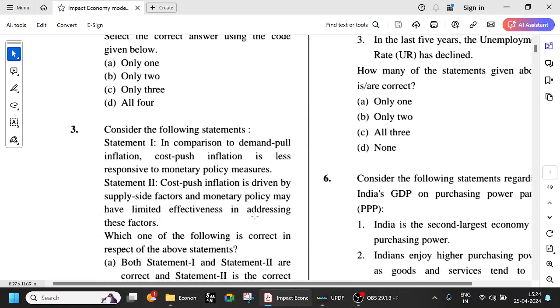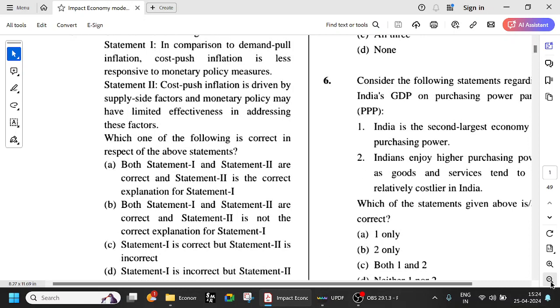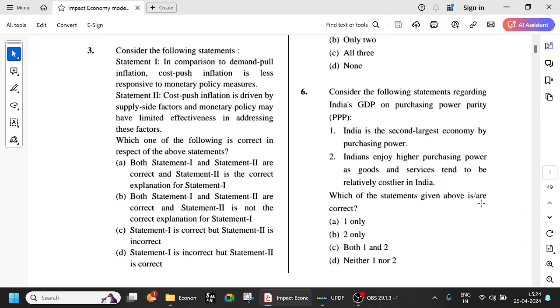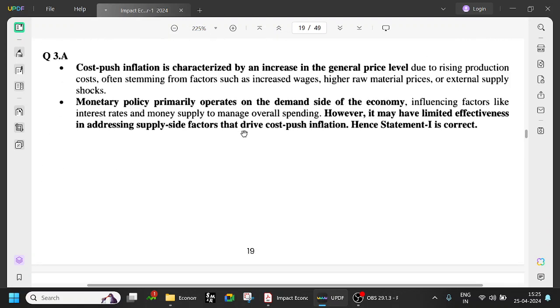So let us go to the third question. Consider the following statements. Statement one: in comparison to demand-pull inflation, cost-push inflation is less responsive to monetary policy measures. Cost-push inflation is driven by supply-side factors, and monetary policy may have limited effectiveness in addressing these factors. Fine. So what is cost push?